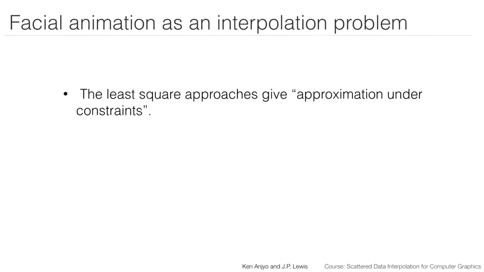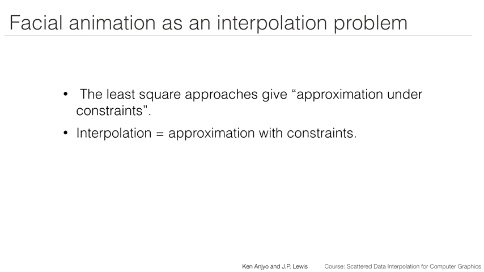In this case, these least squares approaches give us a kind of approximation under constraints. But roughly speaking, interpolation in our case is the approximation with constraints. Constraints here means the result of direct manipulation of blend shapes. So the face geometry changes locally. It is, of course, realized as the whole face geometry is changed through our method. So it could be understood as an interpolation rather than approximation, in practice, I mean.